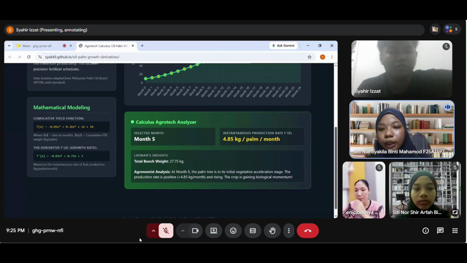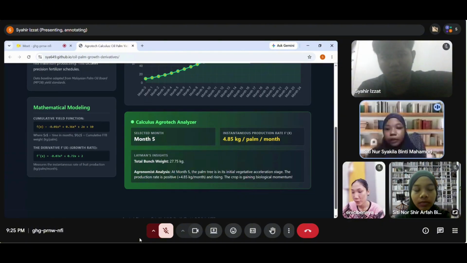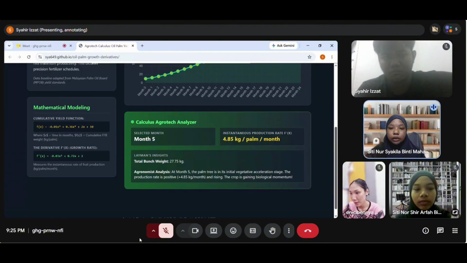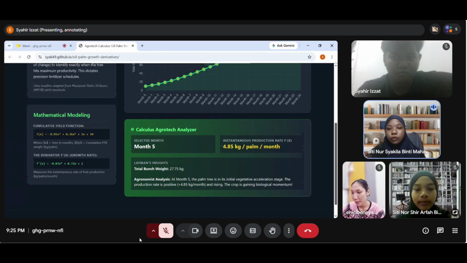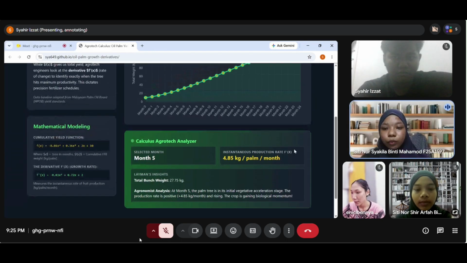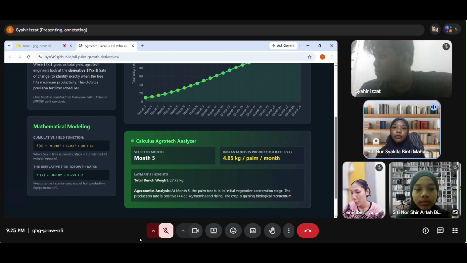Recommend one way to make this HTML better. For me, to make the HTML website better, I recommend a fully integrated JavaScript library like Chart.js. This will change the static chart into a fully dynamic and animated graph. Users would be able to zoom into a specific month and toggle between total yield and the derivative rate easily, making the data much more interactive for planters. That's all for me. Thank you.